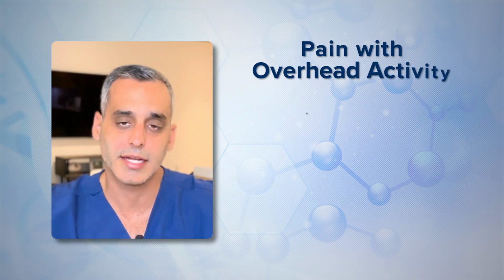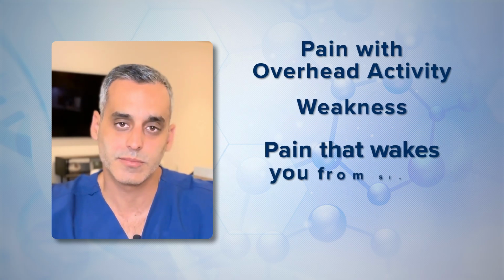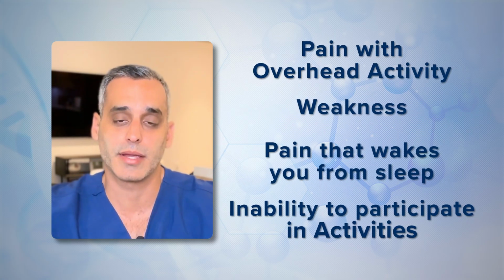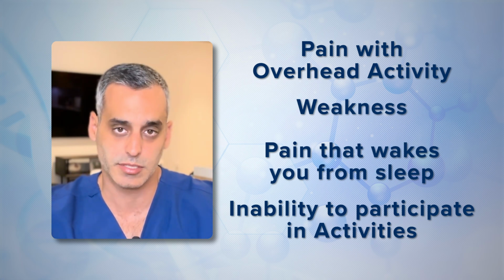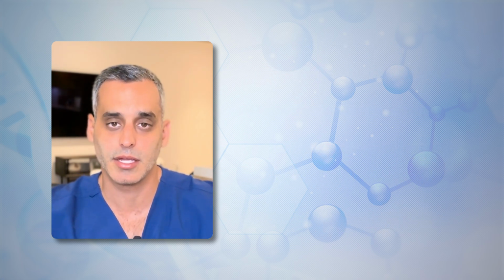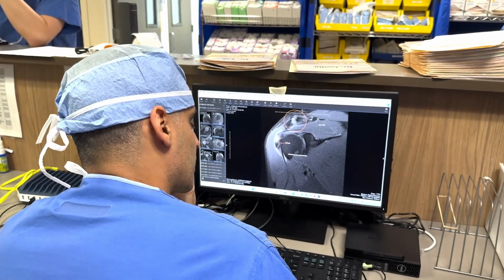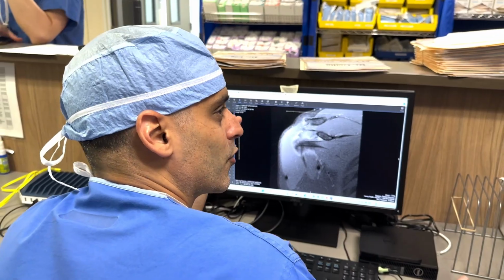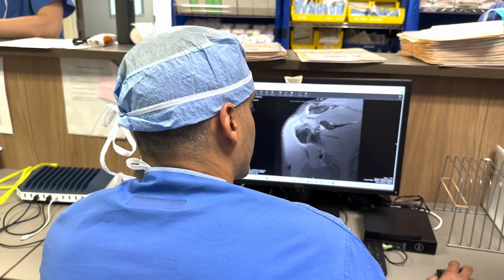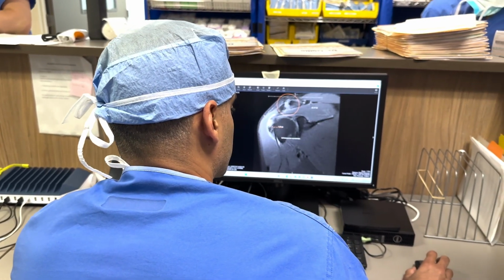Common symptoms of rotator cuff tears are pain with overhead activity, weakness, pain that wakes you from sleep at night, and inability to participate in activities that you used to be able to participate in. A lot of times we'll get x-rays to understand what the bony pathology may be in your shoulder, but then ultimately an MRI is going to be the most helpful tool for us to understand what's going on with that rotator cuff. Is it torn, partially torn? Is there something else going on in the shoulder that could be causing your pain?